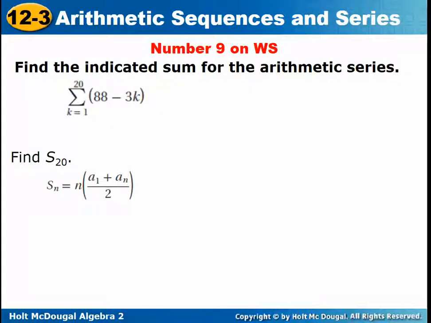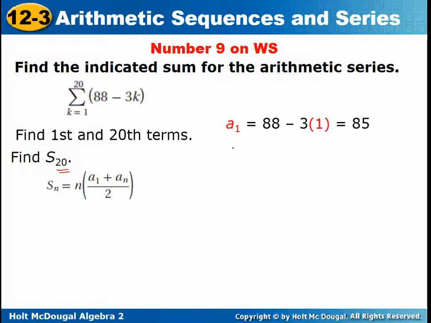Here's another example from the worksheet. This is number 9, and in this problem it's written in sigma notation, which is kind of nice actually. We're going from k equals 1 to 20, so we're looking for the sum of the first 20 terms. And our explicit rule is 88 minus 3k. So our first step is to find the first and the 20th terms.